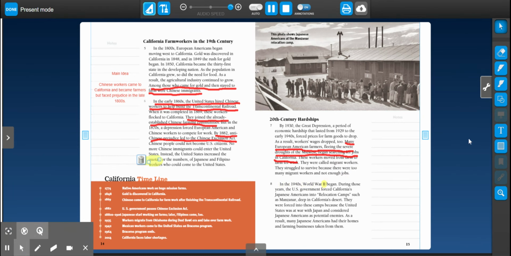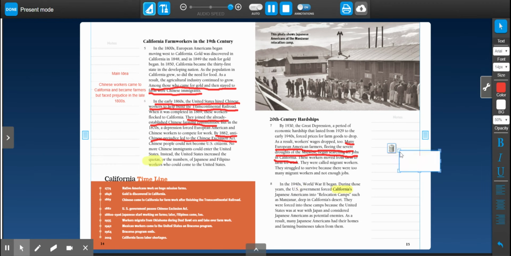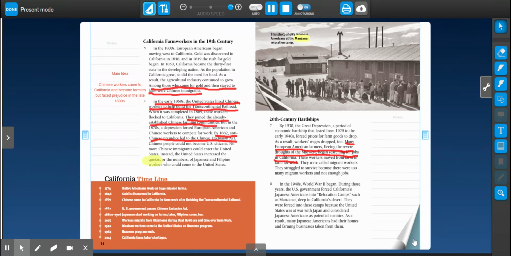In the 1940s, World War II began. During those years, the U.S. government forced California's Japanese Americans into relocation camps such as Manzanar, deep in California's desert. They were forced into these camps because the United States was at war with Japan and considered Japanese Americans as potential enemies. As a result, many Japanese Americans had their homes and farming businesses taken from them. This photo shows Japanese Americans at the Manzanar relocation camp.